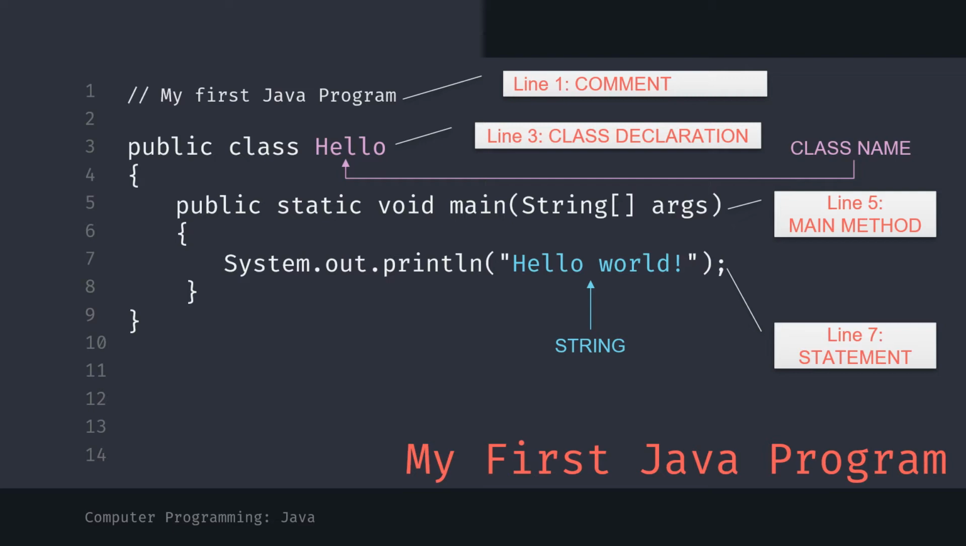In line 6, this left brace starts the body of the method. In line 7, this directs the computer to do an action. It prints the string hello world on the screen and it is ended by a semicolon, which denotes the end of the statement. In line 8, the right brace ends the method declaration's body. And in line 9, this right brace ends each class declaration. Now this whole program prints hello world on the screen.